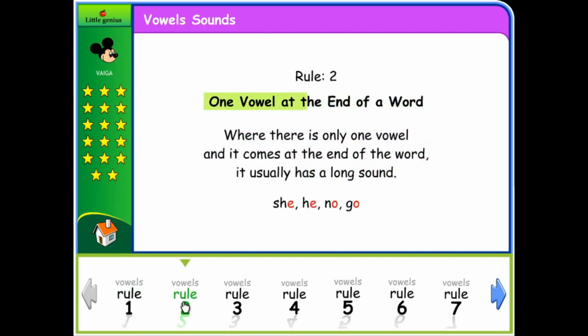One vowel at the end of a word. Where there is only one vowel, and it comes at the end of the word, it usually has a long sound. She, he, no, go.